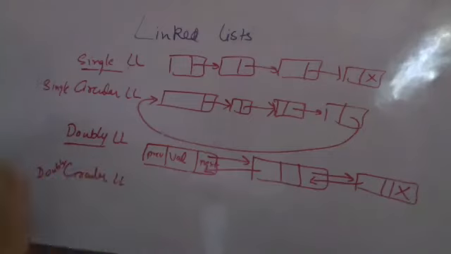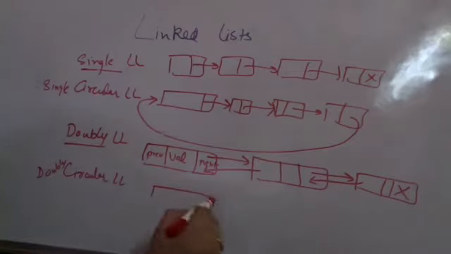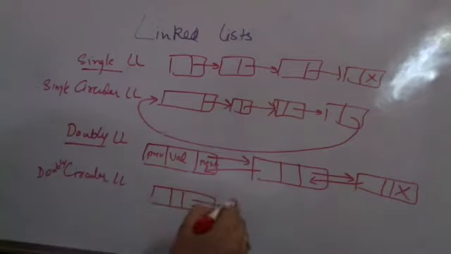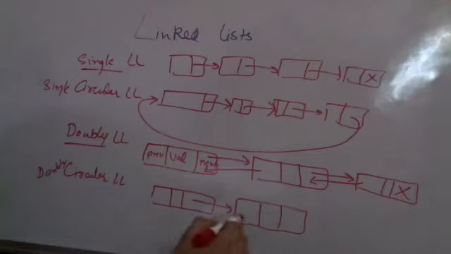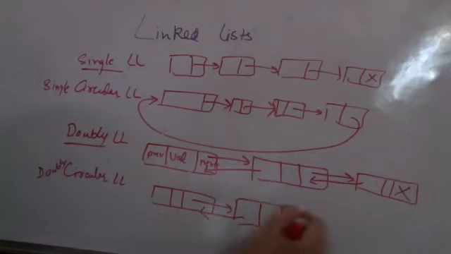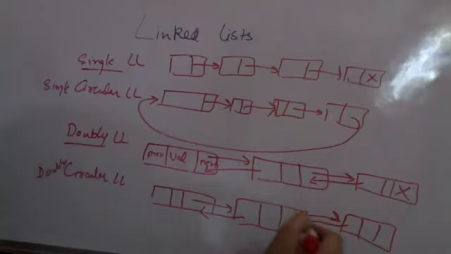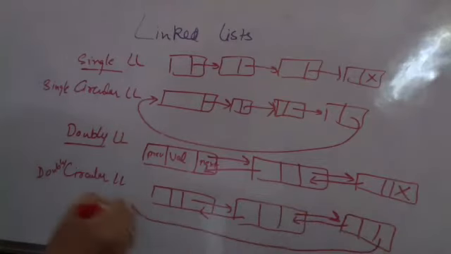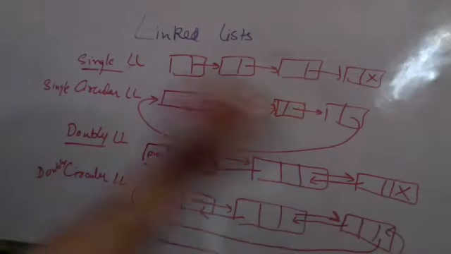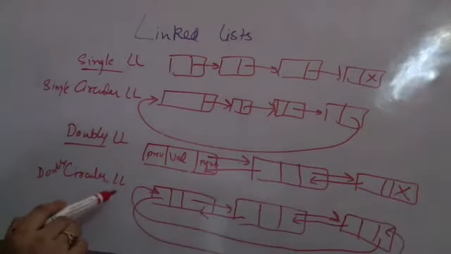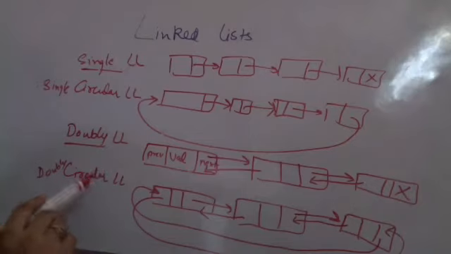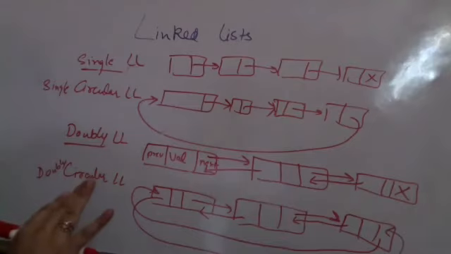Doubly circular linked list, which means I have a circular list where next points to the next, previous points to previous. And the last element in the list will point to the first element, and first element's previous will point to the last element. So this is a doubly circular linked list. Till here the types of linked list are clear.